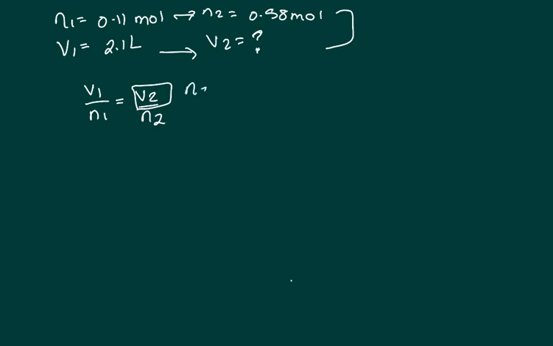So let's do it this way. You'll just multiply this like that. So your V2 is going to be your V1 times your N2 over your N1. You can do that kind of thing too. So whatever works for you in terms of algebra. So let's plug everything in.